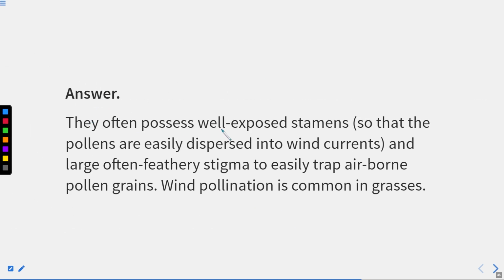Now, they often possess well-exposed stamens so that the pollens are easily dispersed into the wind currents. So they are talking about the plants in which pollination occurs by wind. Here, the stamens are well exposed so that the pollens are easily dispersed into the wind current, and there is a large, often feathery stigma to easily trap the airborne pollen grains. So the stigma is a little bit feathery. Why is it feathery? And it is large also, so that it can easily trap the airborne pollen grains. Wind pollination happens in grasses. It is most common in grasses.